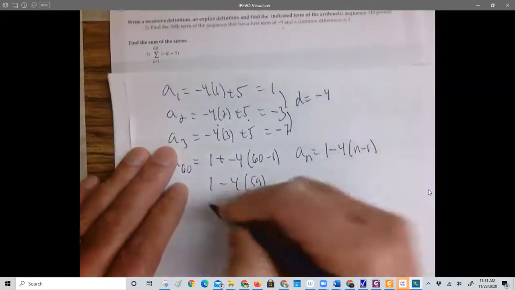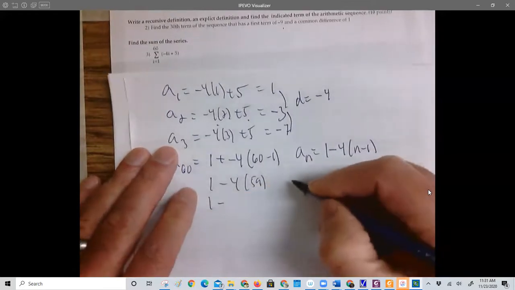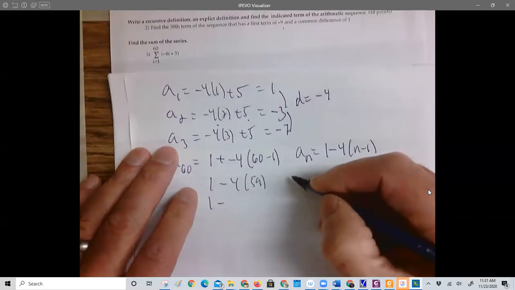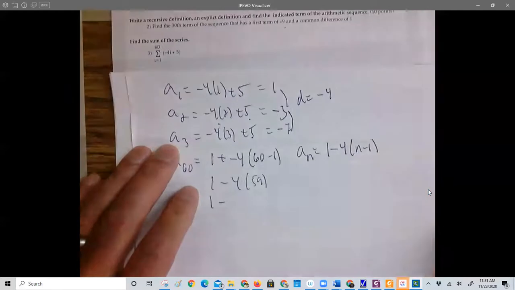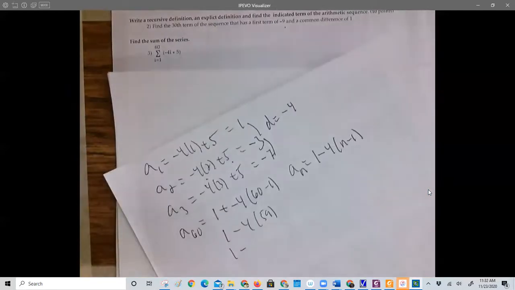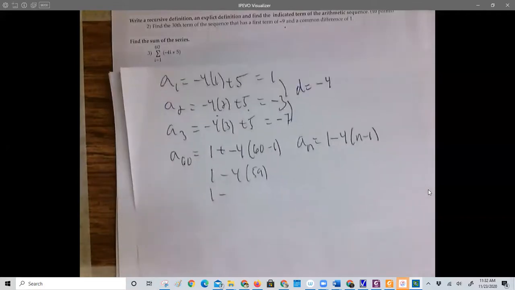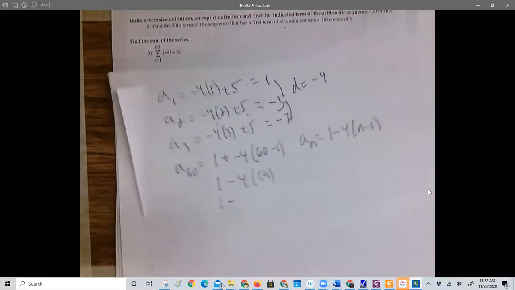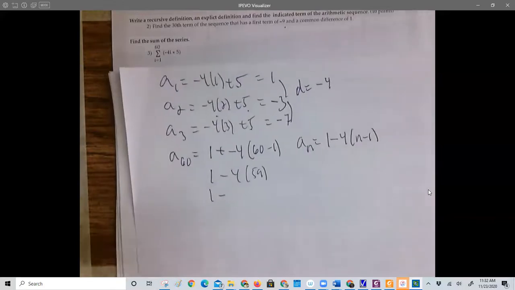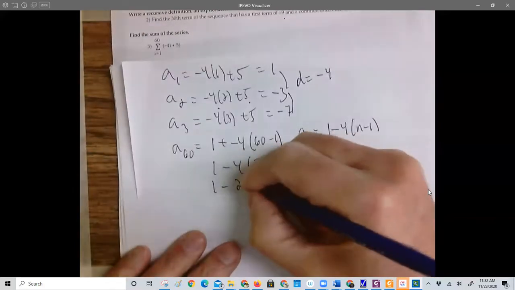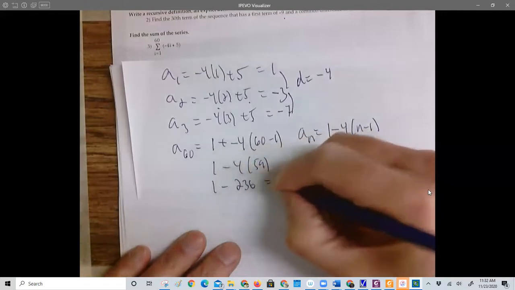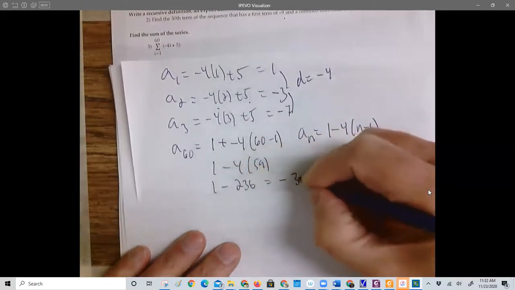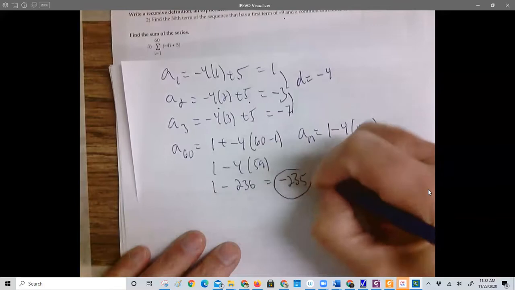And let's see, what is that? If it was 60, it would be 240, and I'm going to take away 4. Is it 239? Let me double check. I don't want to do all this work and get it wrong. I'm just going to grab a calculator. 4 times 59 is 236. So that's -235. So that's the 60th term.